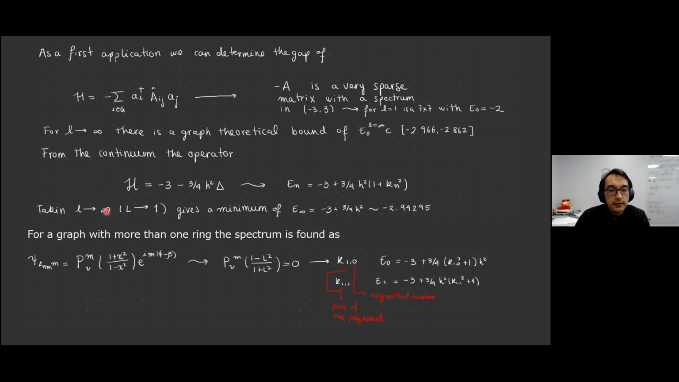If you take L going to infinity, so an infinite number of rings, we are approaching more and more the limit of taking the whole disk. If we do this, then the smallest k that we can take approaches 0. So we have a minimum for the ground state energy in the case that we take the whole disk, and that is going to be given by this, which falls right in the bound that the people from graph theory have given us.